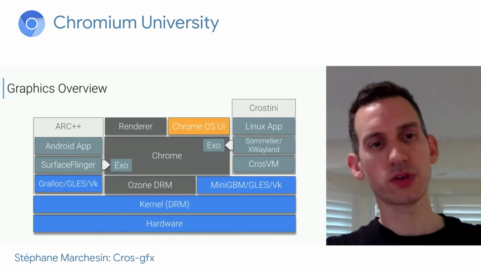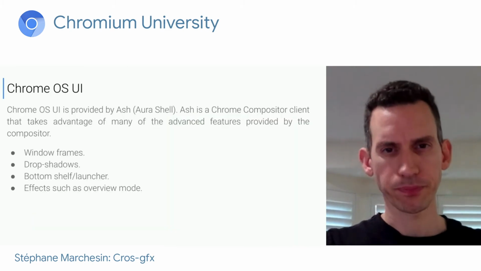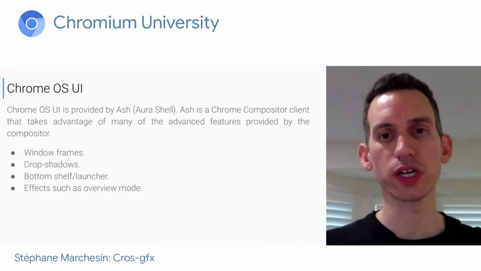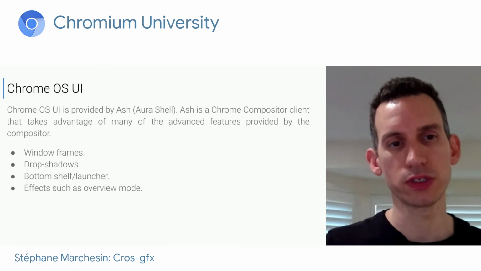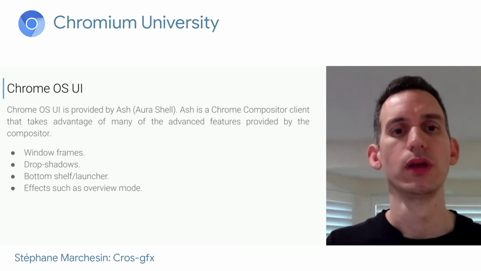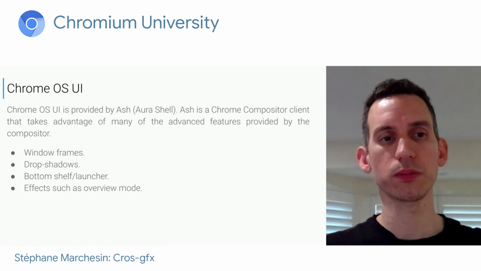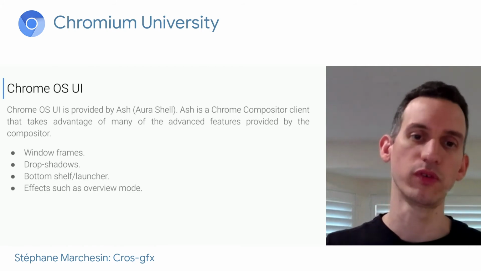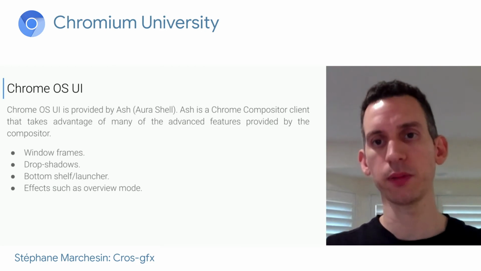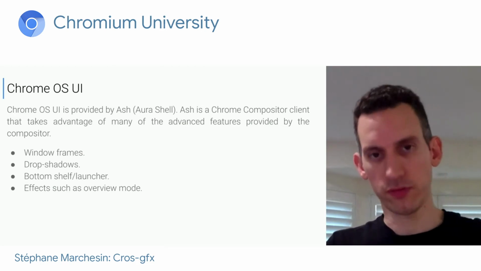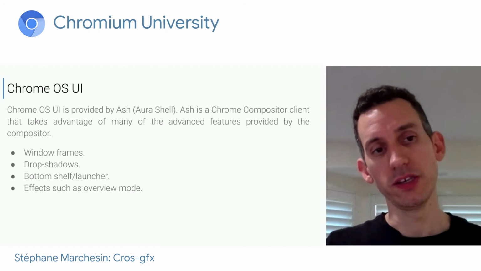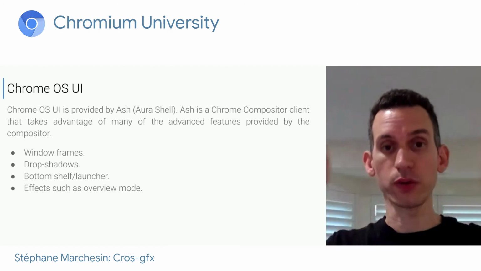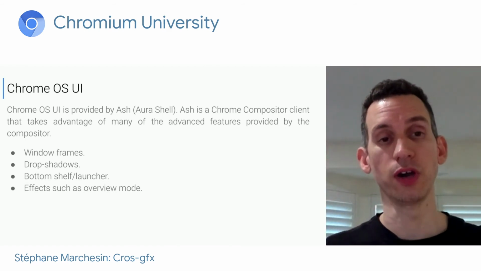Let's look a little bit quickly at the UI on top of that. So the Chrome OS UI we call shell or Aura shell or Ash. You often will see the term Ash or Aura shell. It's a Chrome OS compositor client, right? And it takes advantage of the features provided by the compositor. And it implements a number of higher level features there. These features include window frames, right? So when you're in Chrome OS, the window decorations around the windows are actually done by Ash.